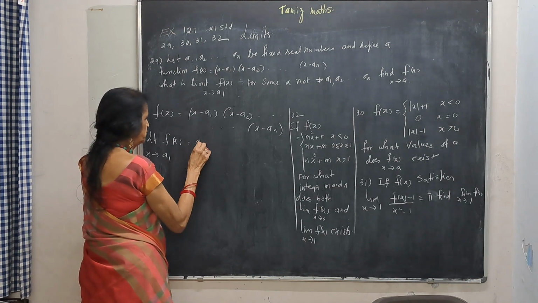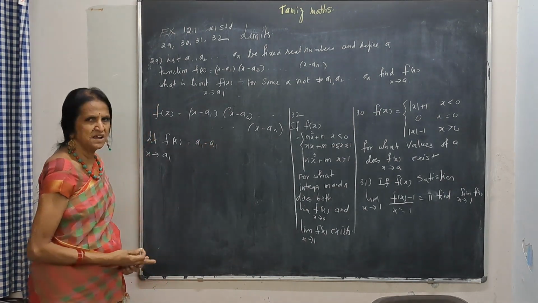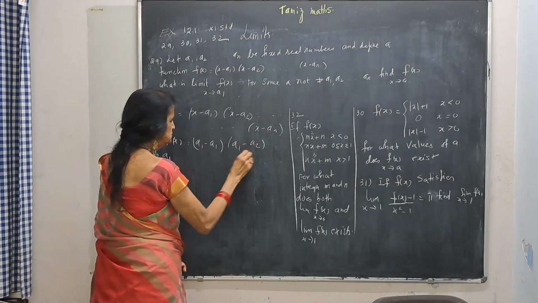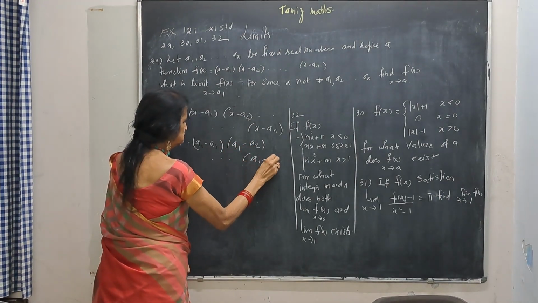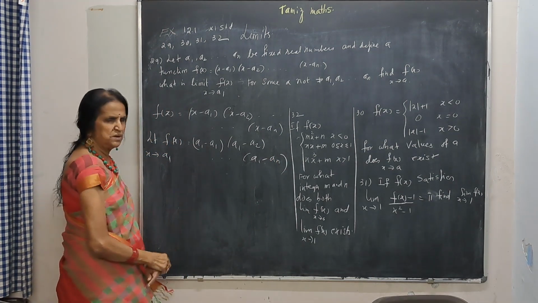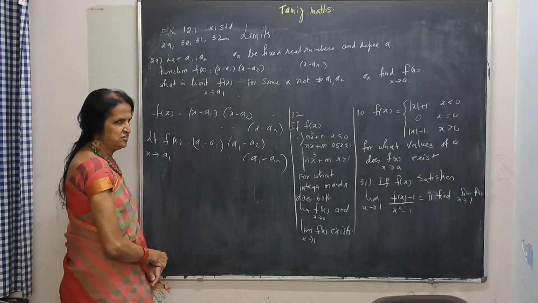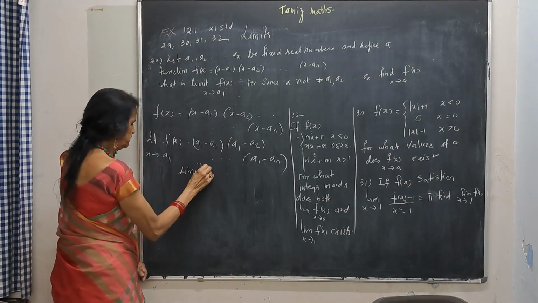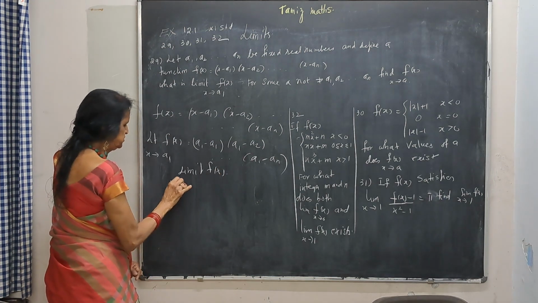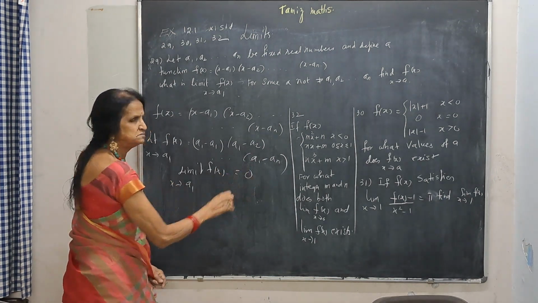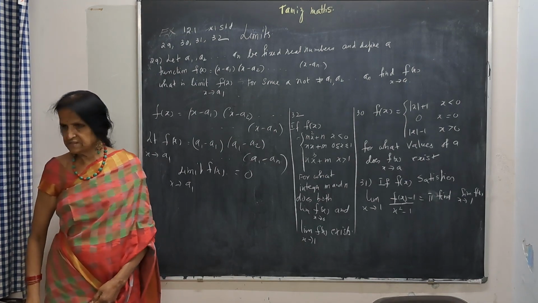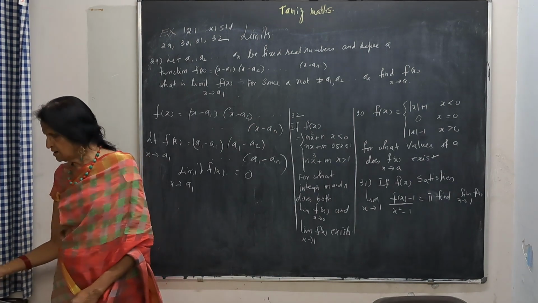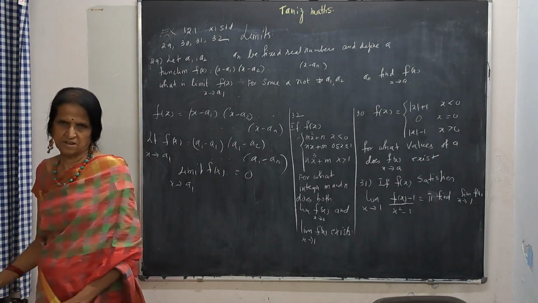So this is equal to a1 minus a1, and a1 minus a1 is 0. 0 times anything finite will be 0. So the limit of f(x) as x tends to a1 is 0. I hope you find it damn simple, damn easy and quite interesting. So this is the answer for the first subdivision.